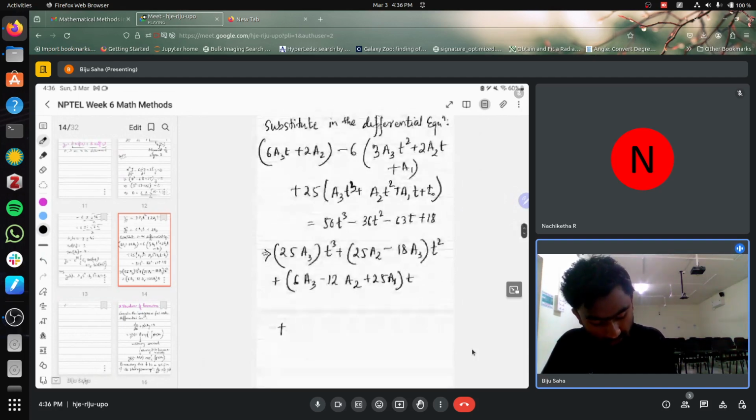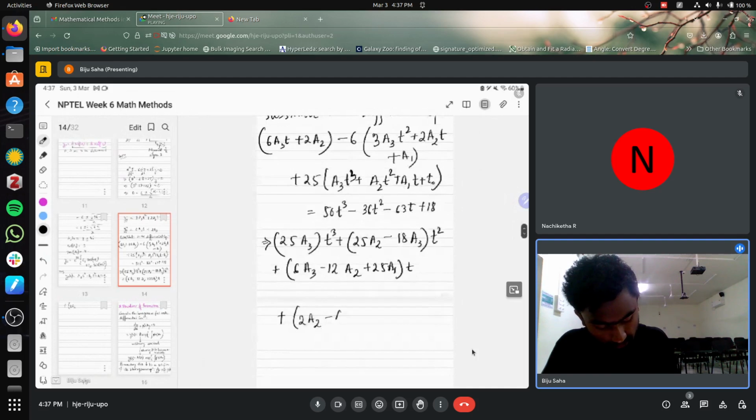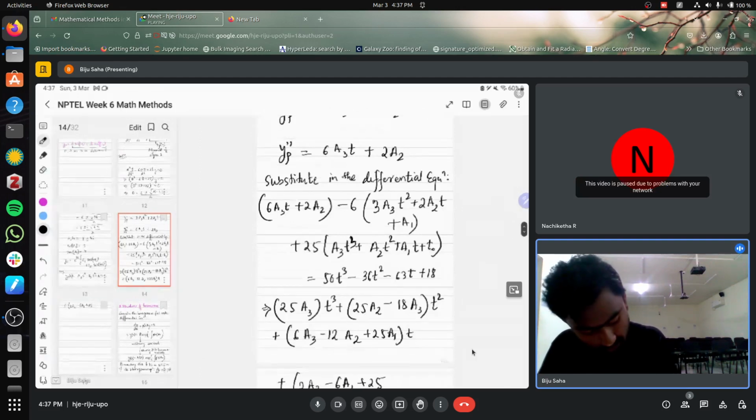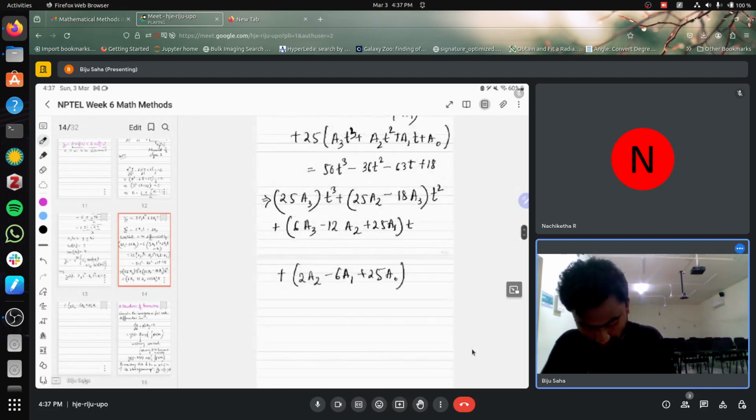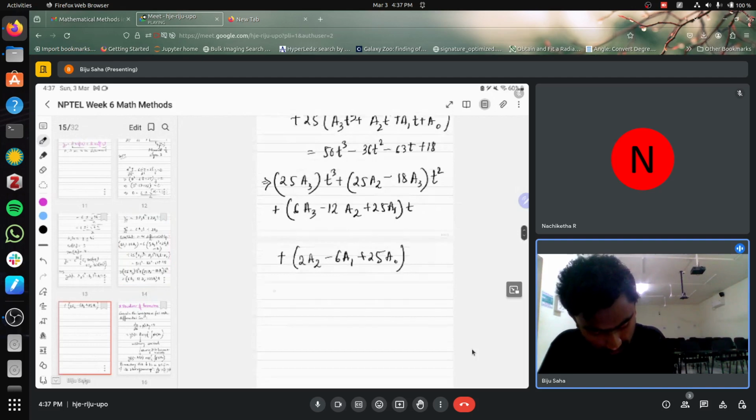So the remaining terms are my 2a2 and minus 6a1 and 25. Sorry, I made a mistake here. So it is a0, just a0. So that is 25a0. So this is equal to this particular thing.